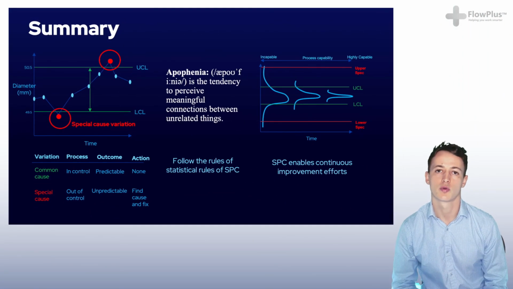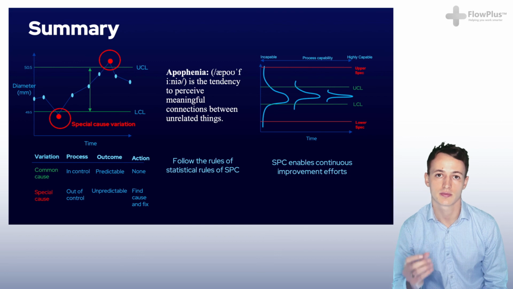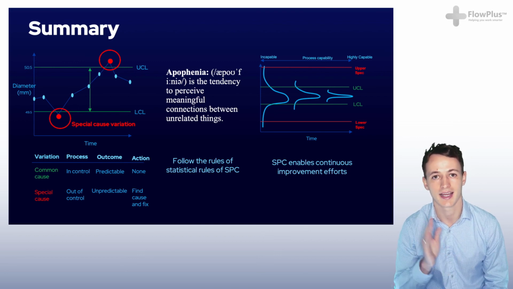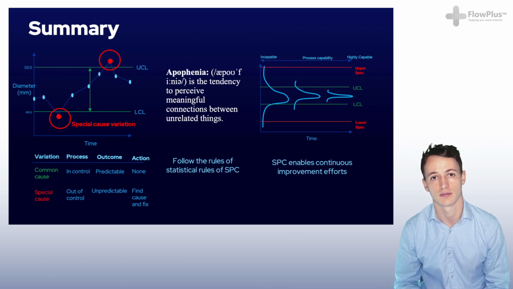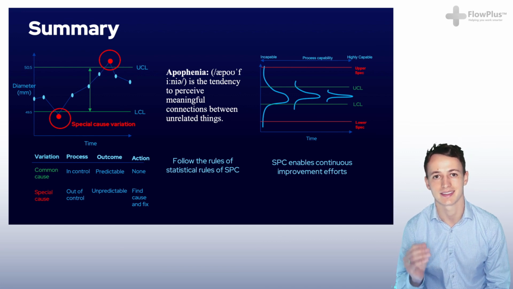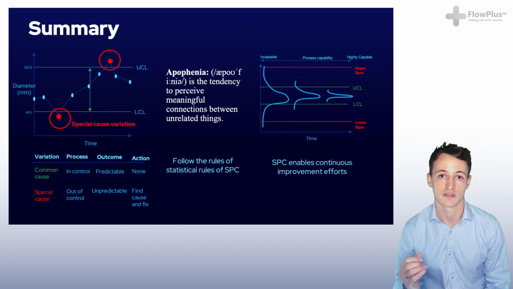So let's summarise what we've learned. Statistical process control is all about defining what is common cause and special cause variation. Common cause variation is natural within a process and signifies a process in control with a predictable outcome. Special cause variation signifies a process that is out of control and unpredictable. For that reason, you need to action it with a find and fix solution to make sure it doesn't happen again.